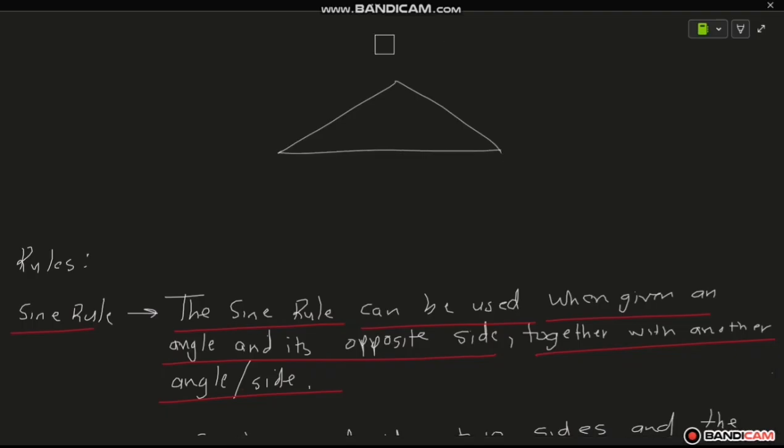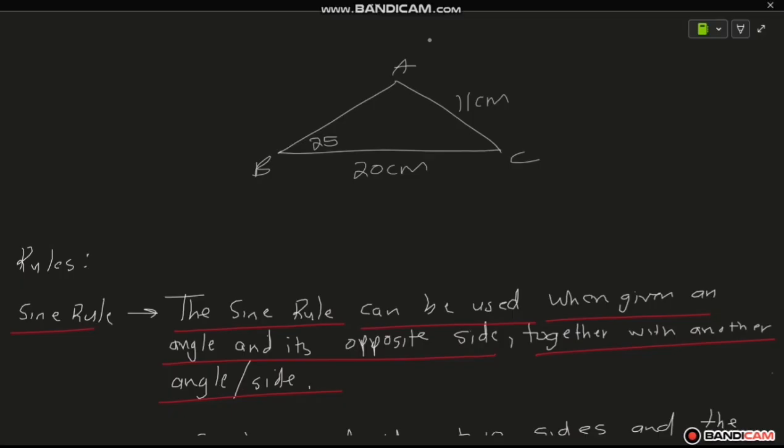So this is our triangle, triangle A, B, and C. Now, for an example, let's say we have 25 here as our angle, and its opposite side is 11, which is AC, 11 centimeters, and the length of BC, for an example, we have 20 centimeters.